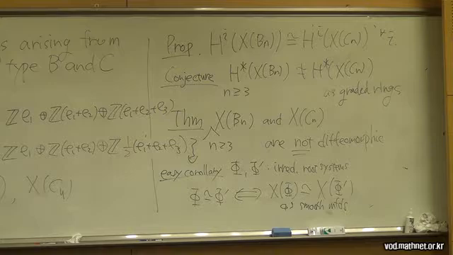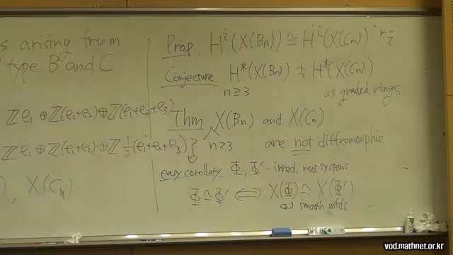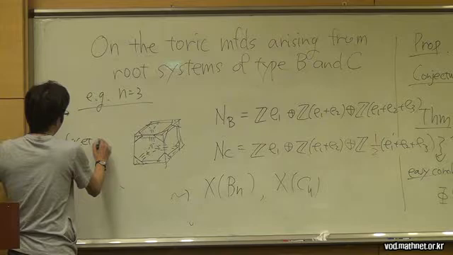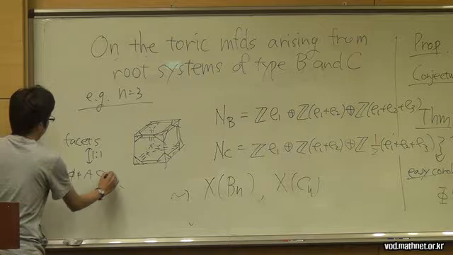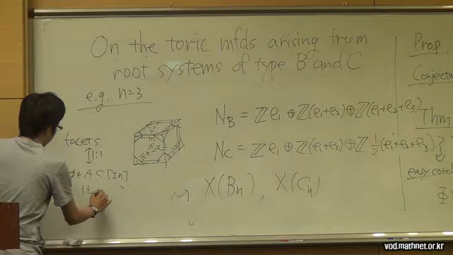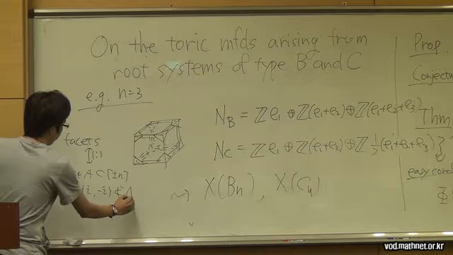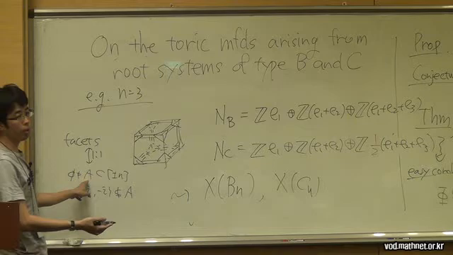Since I have 3 minutes, let me give a sketch of the proof of the theorem, because it's kind of interesting. In this polytope, in general, the facets are in one-to-one correspondence with the non-empty subsets of plus-minus [n], which is the set 1 to n and minus 1 to minus n, satisfying that i and minus i cannot be simultaneously contained in the set. For each subset A, we get an invariant divisor of the toric manifold.